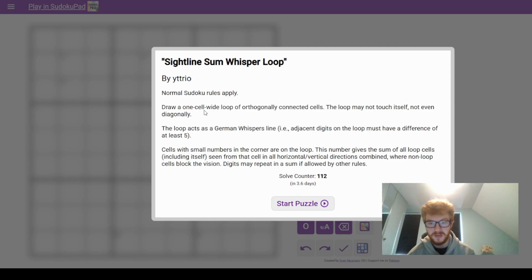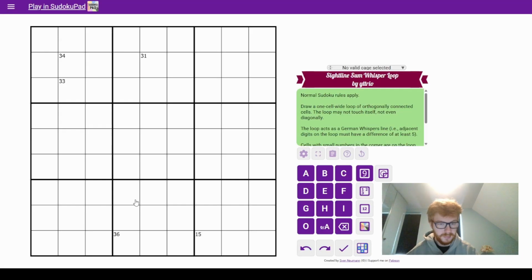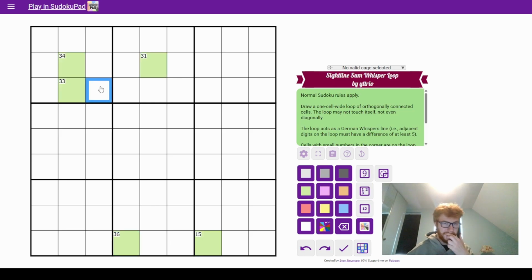This number gives the sum of all loop cells, including itself, seen from that cell in all horizontal, vertical directions combined where non-loop cells block vision. Digits may repeat in a sum if allowed by other rules. Okay, so let's start with the easy thing. These are all on the loop.